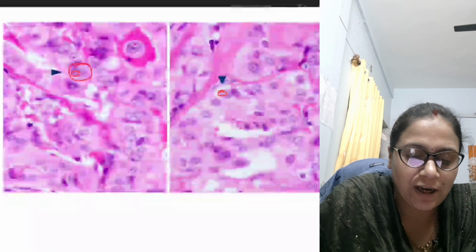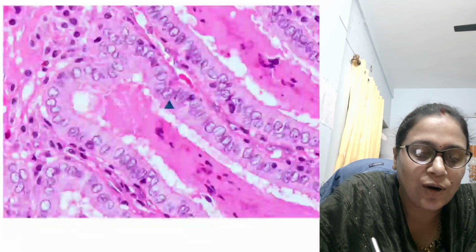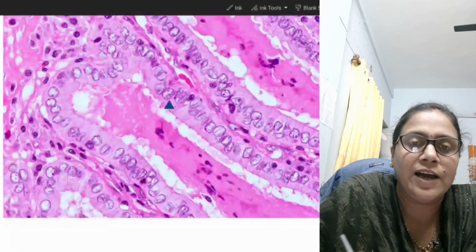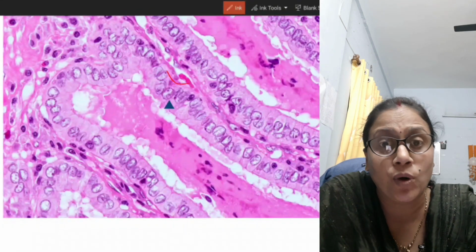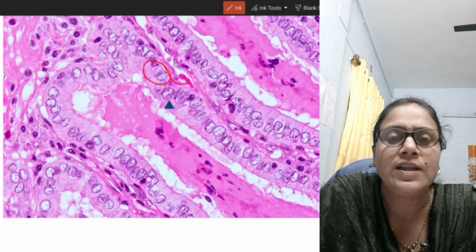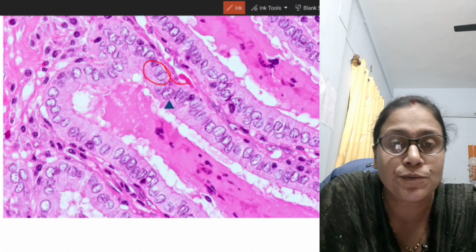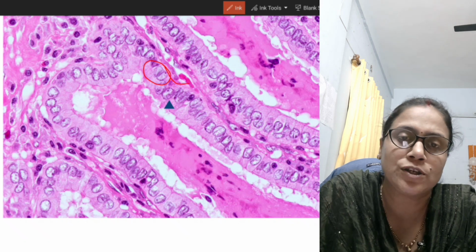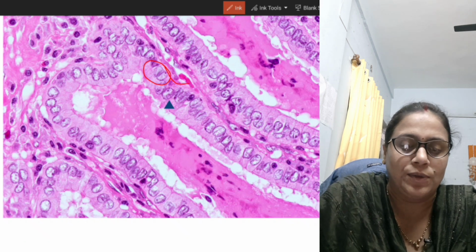In this picture, you can appreciate the nuclear crowding, nuclei one upon other, what is called nuclear molding, overlapping, crowding, grooving. These are classical features, enlargement of nuclei, these are classical features of papillary thyroid carcinoma.